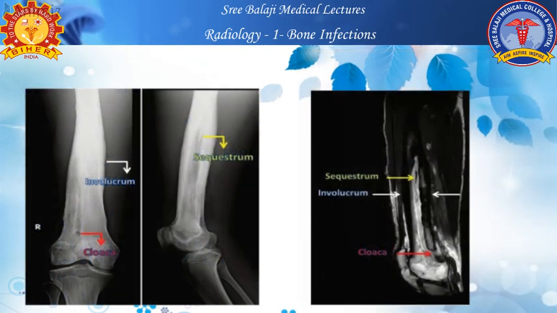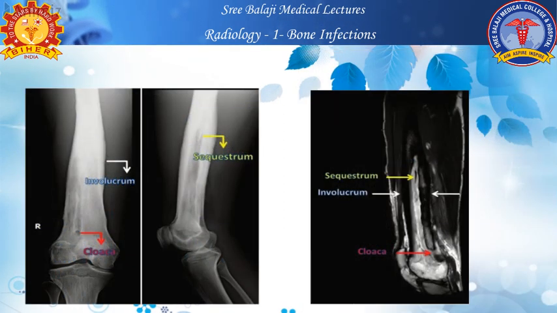This X-ray shows the dense sequestrum and the thick periosteal reaction forming an involucrum. The next slide shows the MRI features of sequestrum. The involucrum is seen as thick cortical bone which is irregularly arranged and loses its normal signal intensity. The marrow changes are seen as bright marrow with expulsion of the inflammatory exudate from the marrow into the soft tissue planes, shown as hyperdense areas behind the lower end of the femur.